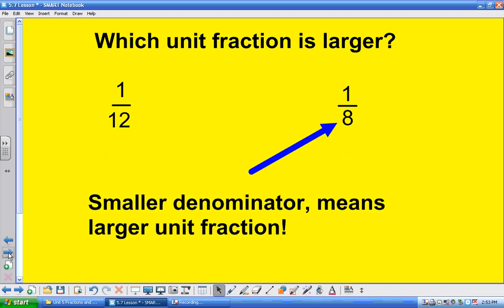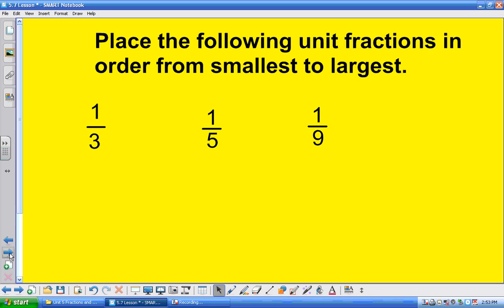Alright, I think I said that smaller denominator means larger fraction. Okay, so now what I want to do is take a look at putting these in order from smallest to largest. Whenever you get questions like this, I want you to be very careful and read it, because sometimes it says smallest to largest, and sometimes it says largest to smallest. And if you get them in the wrong order, you're going to have some trouble.